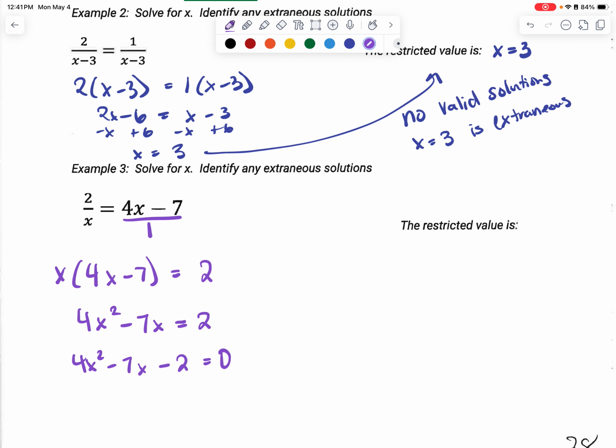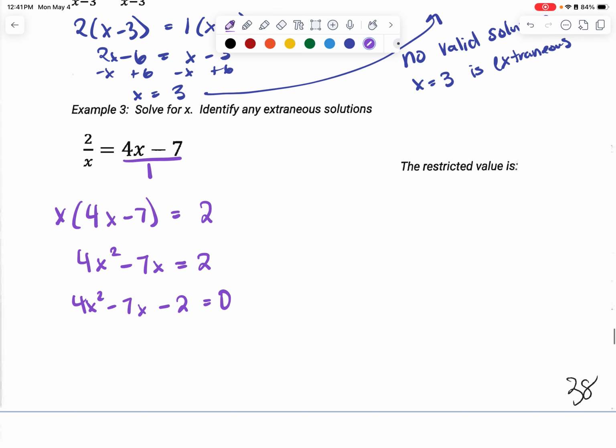We could factor this and say what multiplies to a times c and adds to b. A times c would be 4 times negative 2. That's negative 8. And what adds to negative 7? But if you do that method, you either need to factor by grouping or think about your box method. I'm going to do the box just to remind us of it. We have 4x squared and negative 2. A times c is negative 8, so we want to multiply to negative 8 and add to negative 7.